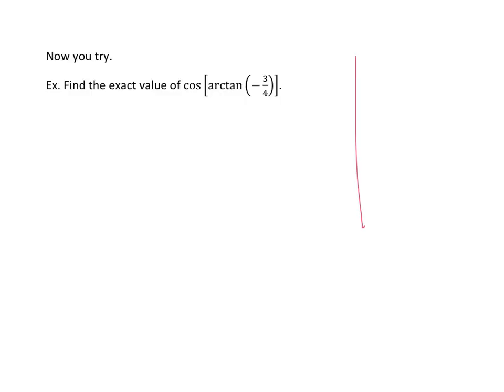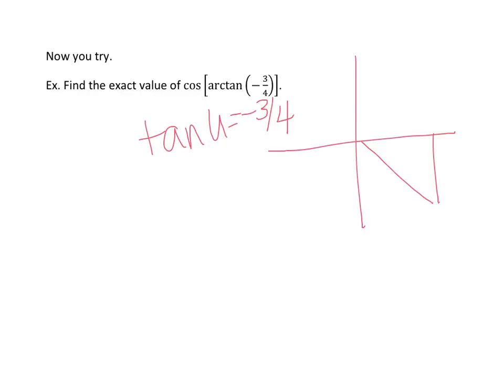Tangent means I've got to be in quadrant 1 or 4. If I'm negative, I've got to be in quadrant 4. Let me set this up. This means tangent of u equals -3/4. So my opposite over my adjacent, hypotenuse. Now the cosine of that angle, adjacent over hypotenuse, 4/5 again.